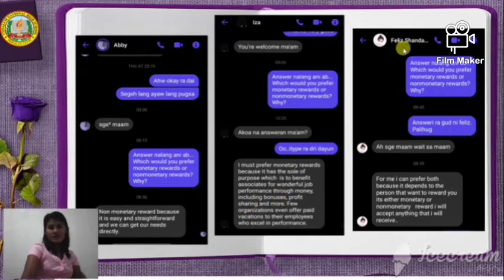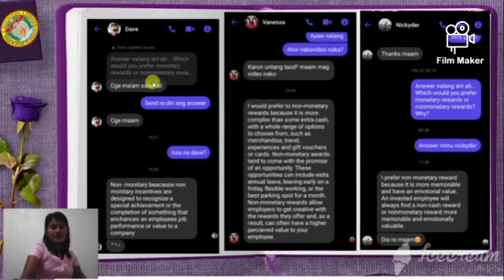Okay, while Phyllis said, for me, I can prefer both because it depends on the person that wants to reward you. It's either monetary or non-monetary reward. I will accept anything that I will receive. Then we also have from Dave, non-monetary because non-monetary incentives are designed to recognize a special achievement or the completion of something that enhances an employee's job performance or value to a company.